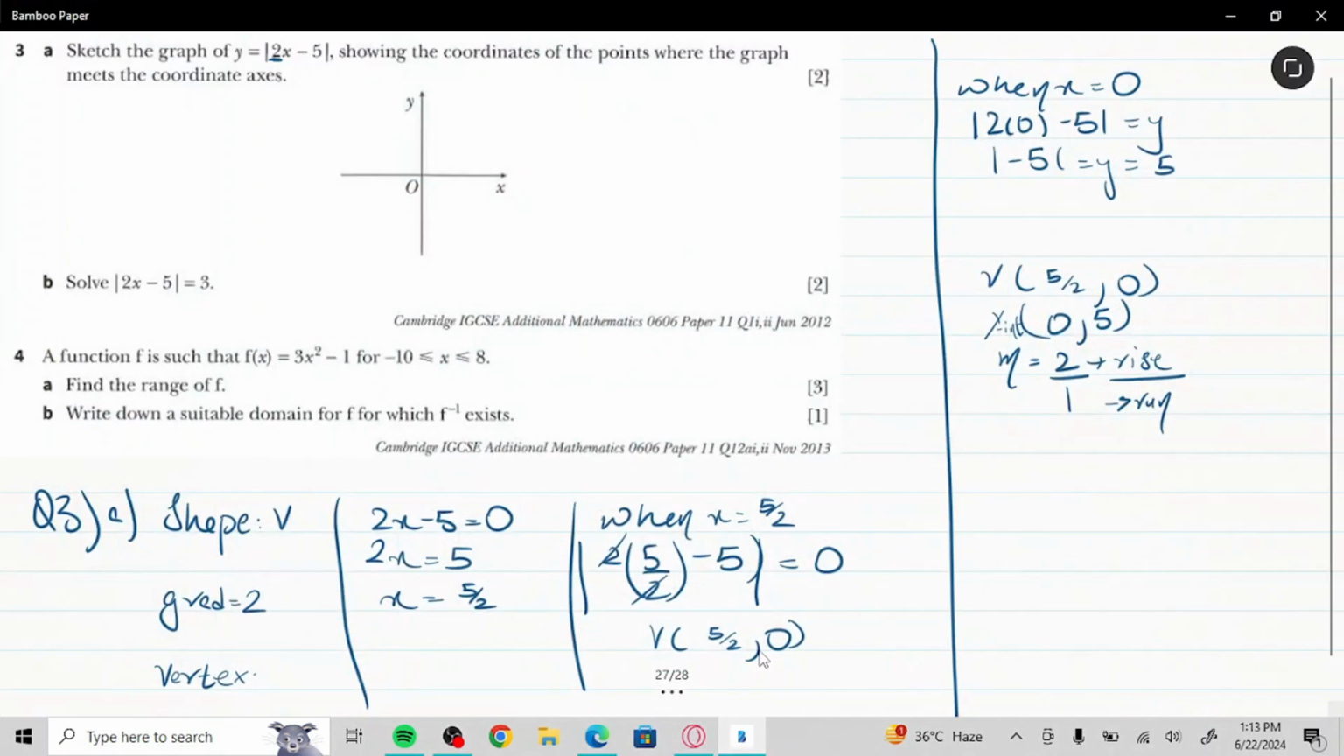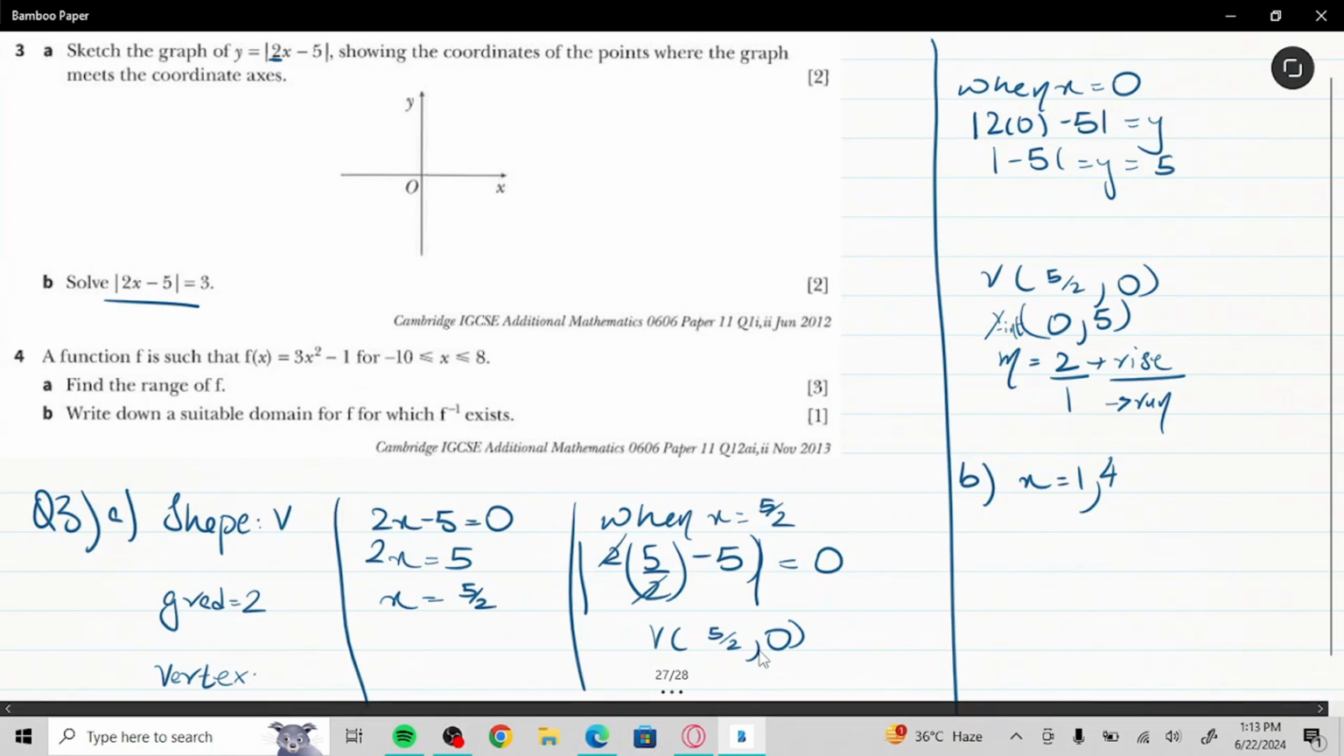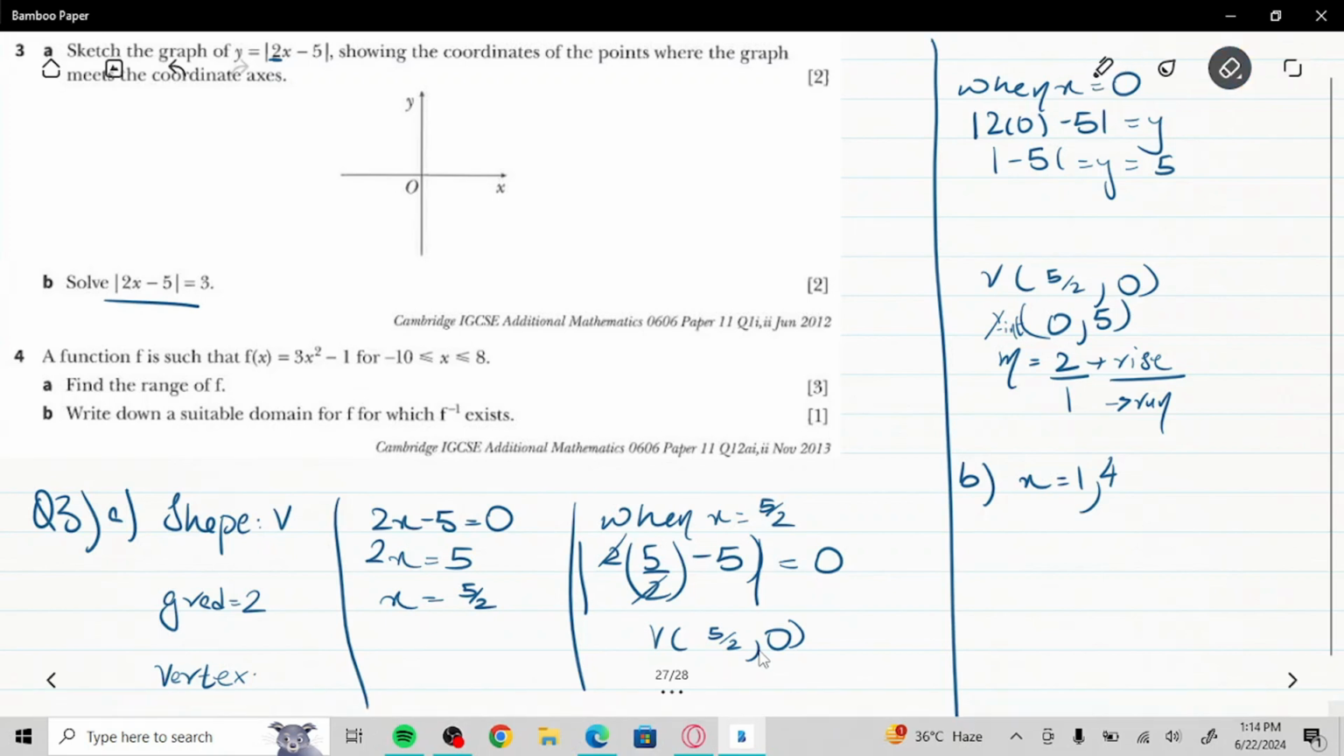So for B, we have x is equal to 1, and the other value is x is equal to 4. So these are the two sets of values we are getting when we solve the equation 2x minus 5 is equal to 3. This is it for question 3.